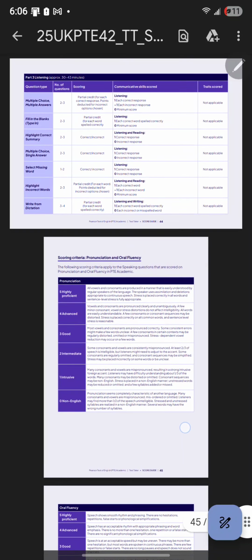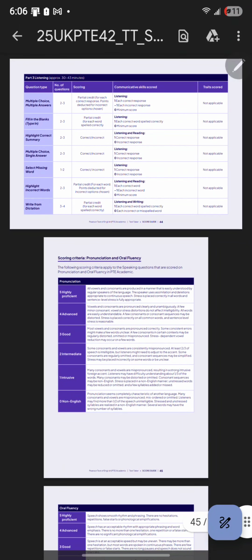And how to get a 4. Vowels and consonants are pronounced clearly and unambiguously. A few minor consonant, vowel, or stress distortions do not affect intelligibility. All words are easily understandable. A few consonants or consonant sequences may be distorted. Stress is placed correctly on all common words and at sentence level. Stress is reasonable.